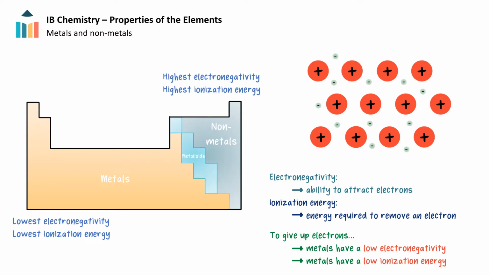Metallic bonding thus requires the removal of electrons from the outer shells, so it can only occur if the electronegativity and the ionization energy are small. Both parameters increase across a period and decrease down a group. Therefore, metals are found to the left and bottom of the periodic table.